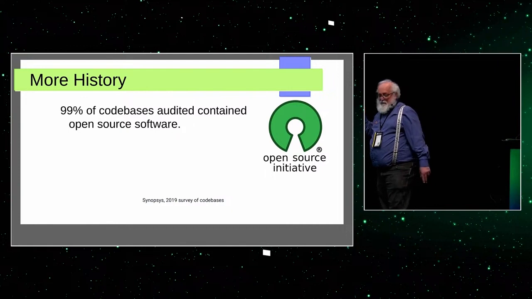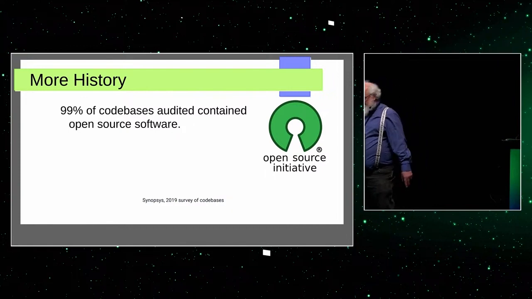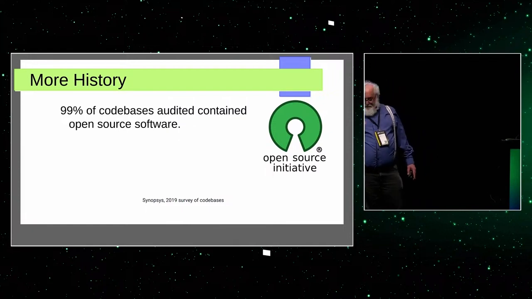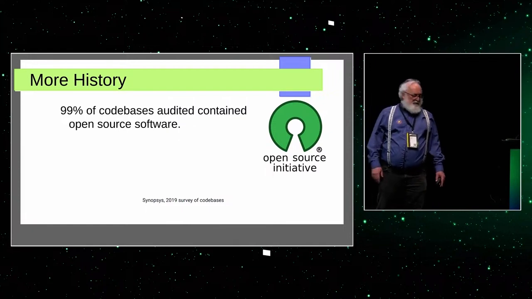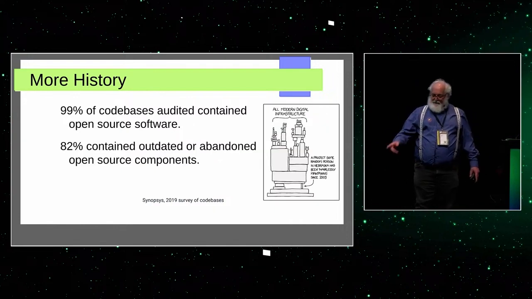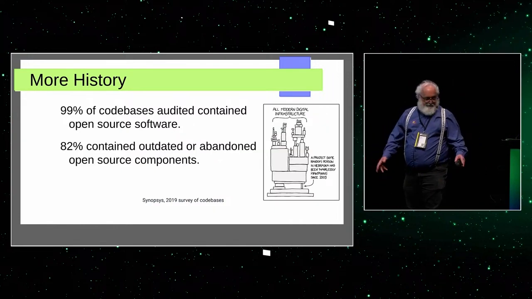Synopsys did a code survey in 2019. Okay, it was a little while ago now, but still. 99% of the code bases that they audited contained open source software. 82% contained outdated or abandoned open source components.